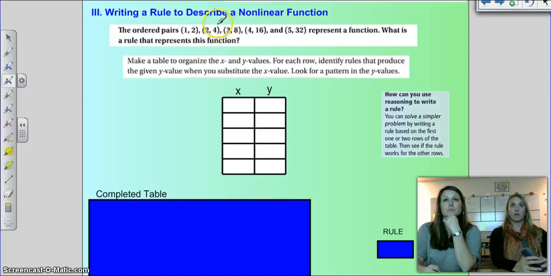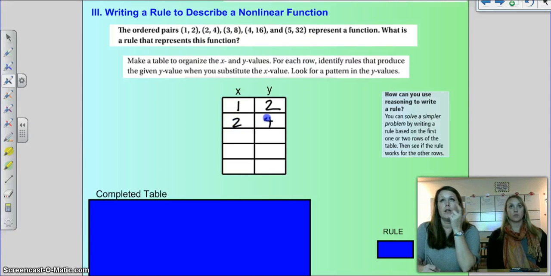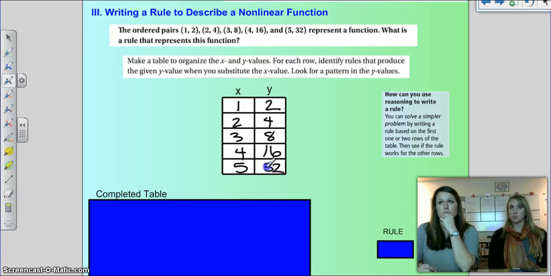Okay. So the ordered pairs would be 1, 2. So we're just filling this in. Then 2 to 4, 3 to 8, 4 to 16, and 5 to 32. We're getting that from right up here. So what is a rule that represents this function? Again, this one's pretty challenging.